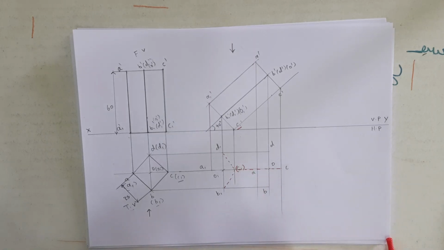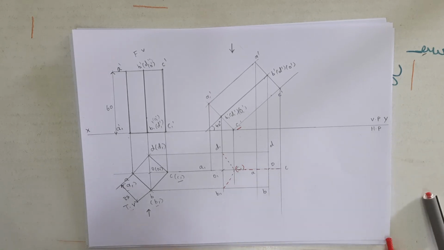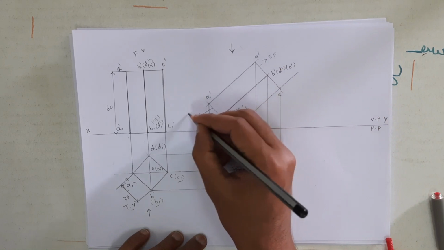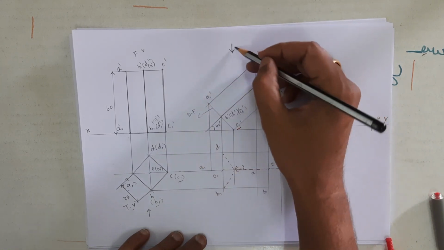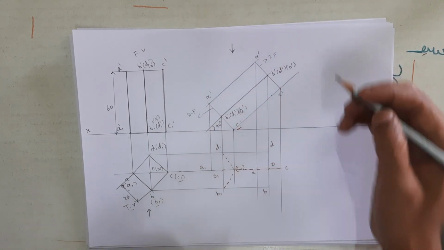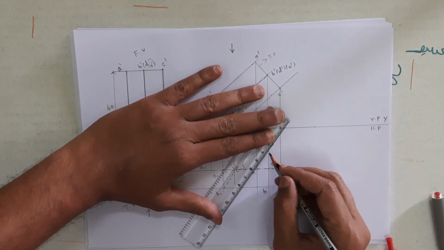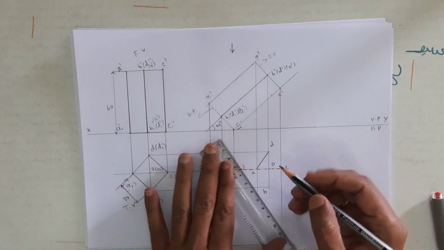This is step number 1. Step number 2 is to identify the face nearer to the observer. So this is a top face and this is a bottom face. Which face is near to the observer? That is the top face. So the top face, which is represented as A, B, C, D, must be dark.